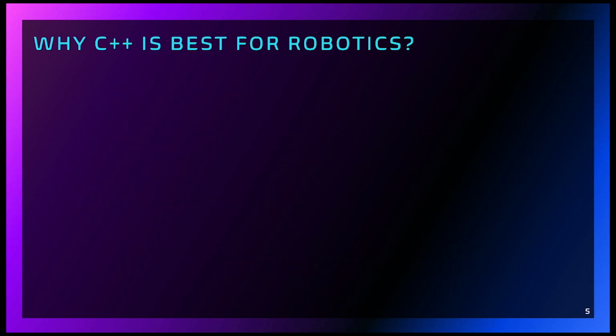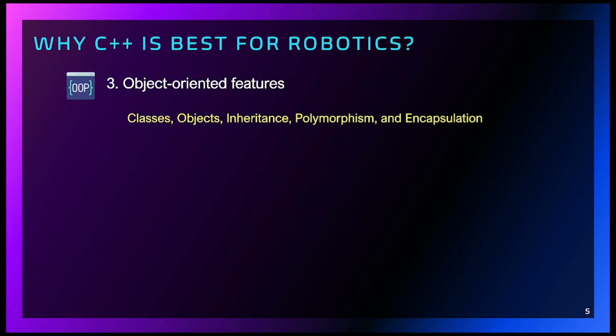Third, C++ is an object-oriented language, which means it supports the concepts of class, objects, inheritance, polymorphism, and encapsulation. These features can help you design and organize your robotic system in a modular and reusable way. You can create classes that represent the components and the behavior of your robot, such as sensors, motors, controllers, and algorithms.